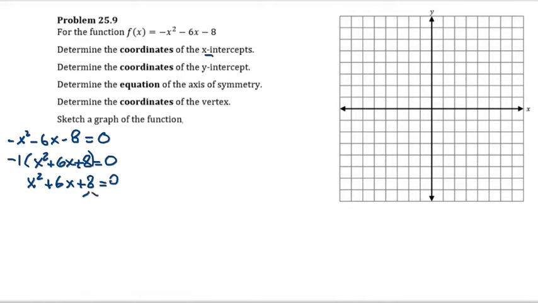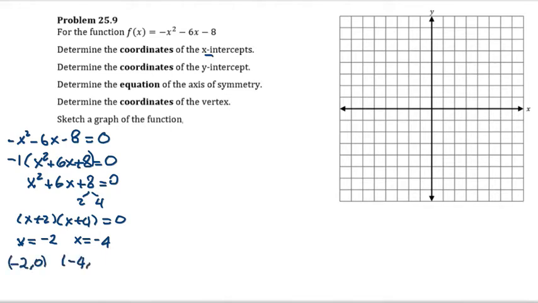So the factors of 8 are 2 and 4 that add up to 6. So x plus 2 times x plus 4 equals 0. And if we set each factor equal to 0, we can find the x coordinates as -2 and -4. So the coordinates of the x-intercepts will be (-2, 0) and (-4, 0). So we can just locate them on the coordinate axis at -2 and -4.